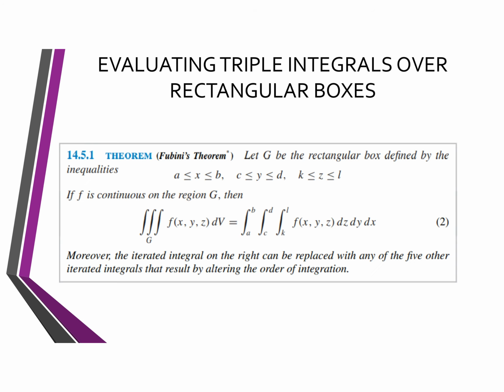Okay, next, let's evaluate triple integrals over rectangular boxes. So here is the iterated integral of the triple integral. So dz goes from L to K, dy from C to D, dx from A to B. If you want to change this iterated integral, you can, but by altering the order of integration too.